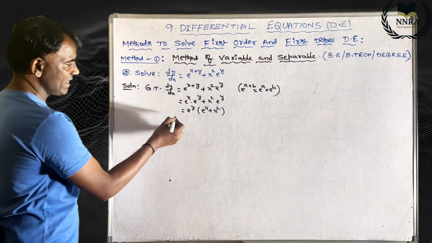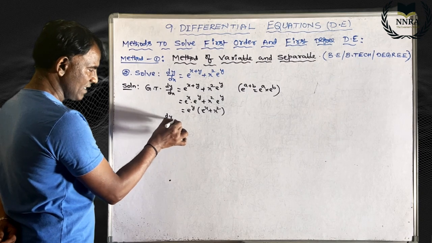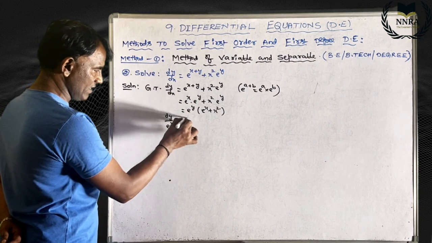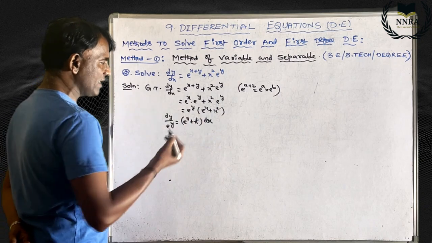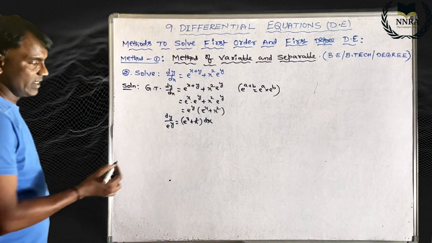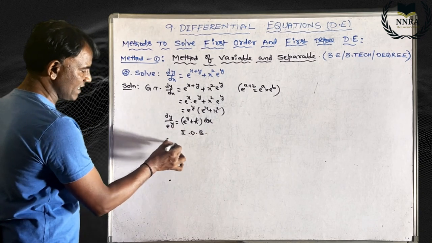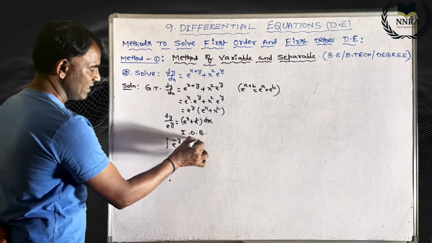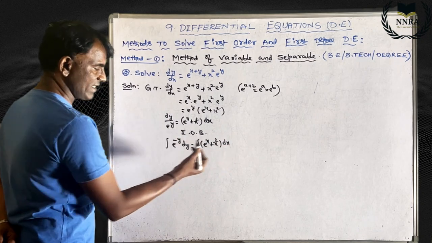And how to write this? If you write e power y this side, we will get it in the denominator, right? And if you write dx that side, the same term will be in the numerator. Means we separated both x and y terms. Now integrating on both sides. Then it is integral e power minus y dy, and here integral of e power x plus x square into dx.